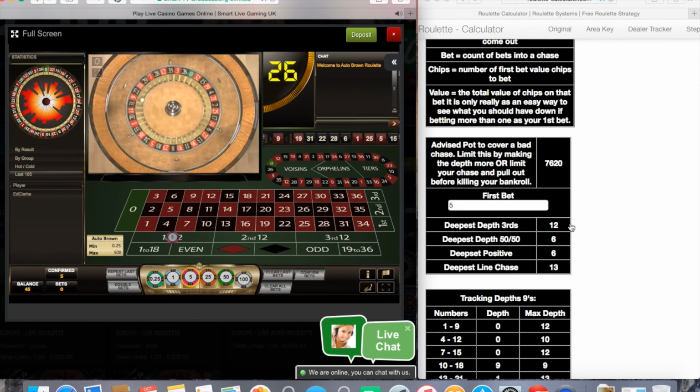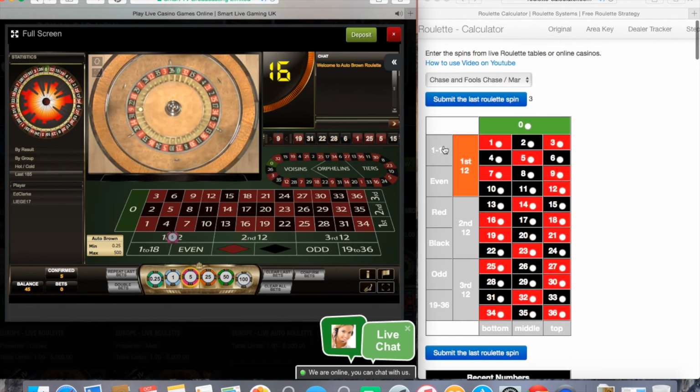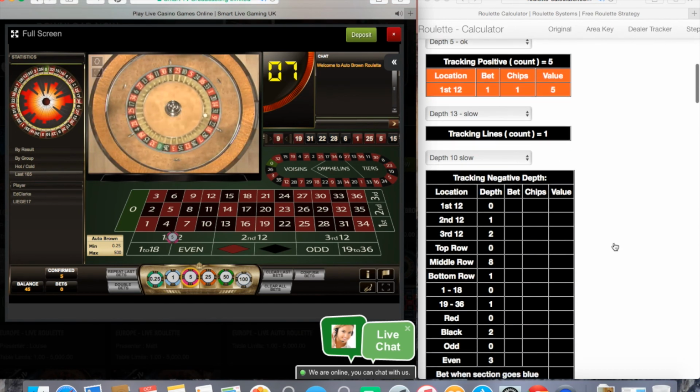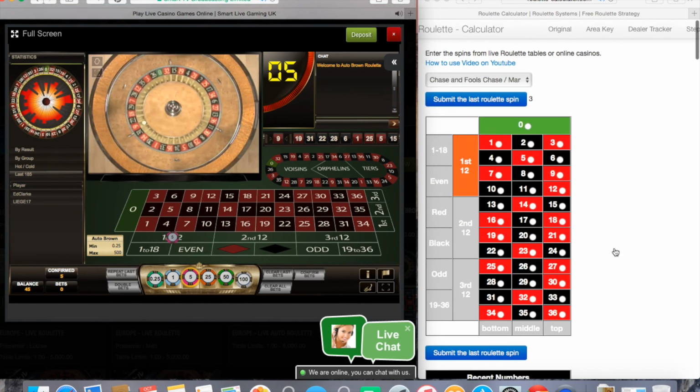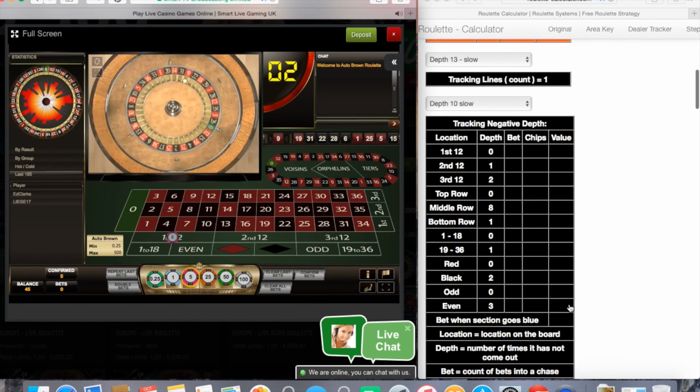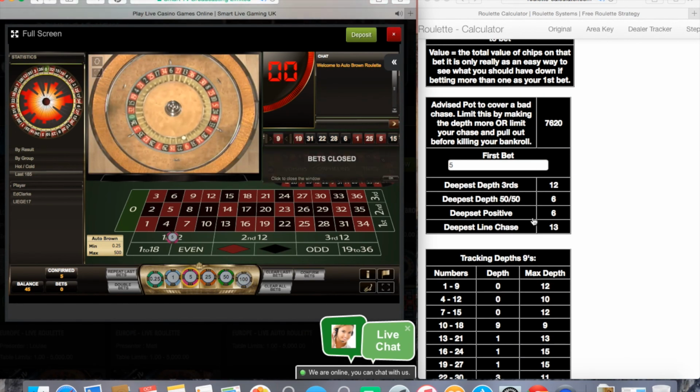You can see down here that the deepest thirds is at 12, the deepest 50-50 is at 6, the deepest positive is at 6, and the deepest line chase is at 13. Now I am going on the positive. It is at a depth of 5. So that means I can bet on the depth of 5, the depth of 6, the depth of 7, and the depth of 8. According to the stats it hasn't gone past that in the last 90 odd spins. So we'll just see what happens on this spin here.